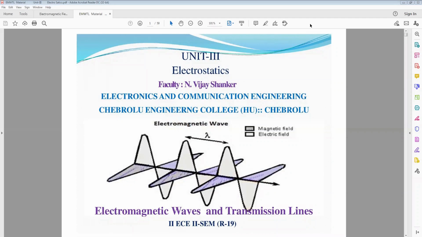Today, we are going to discuss the examples in the third unit of electrostatics. In the last class, we started the examples in electrostatics. We did five examples. Let us see the next example.